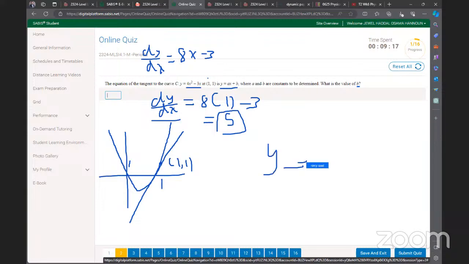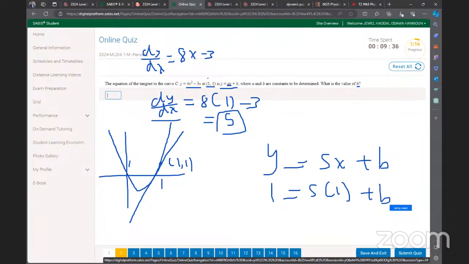Great. So now here I replace a by 5, and until now I don't know b. Okay, let's get b. This line is tangent at this point, so that means this point is included in the points of the line itself. Okay, so 1 equals 5 times 1 plus b. So 5 times 1 is 5. 1 minus 5, negative 4. That's it, b is negative 4. Okay, go on.